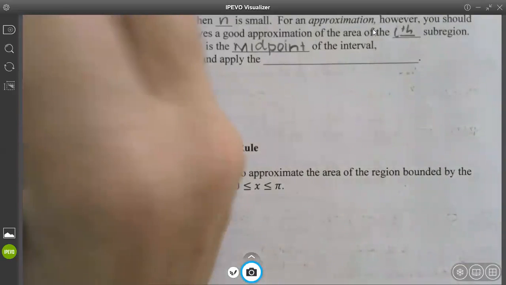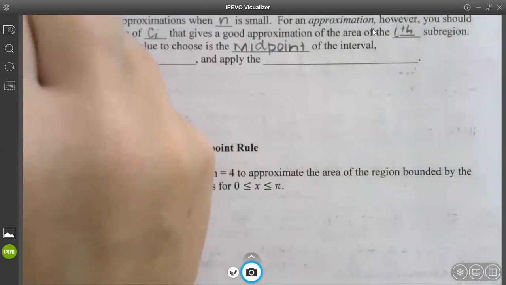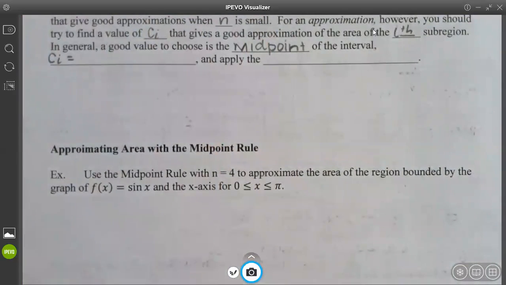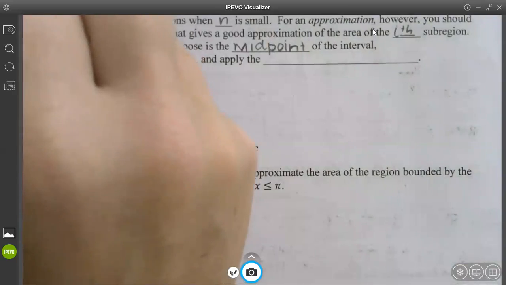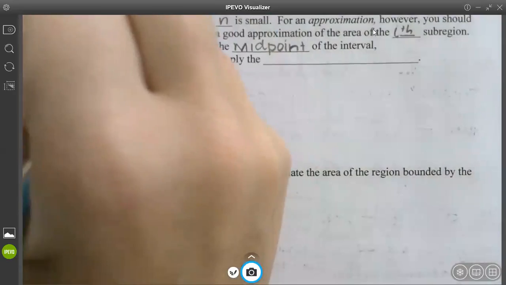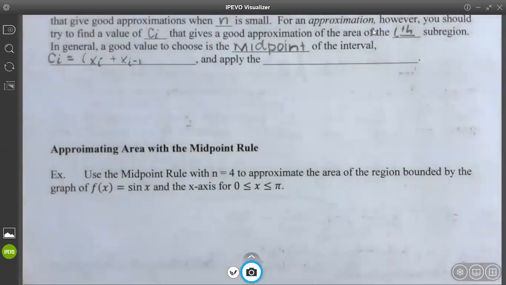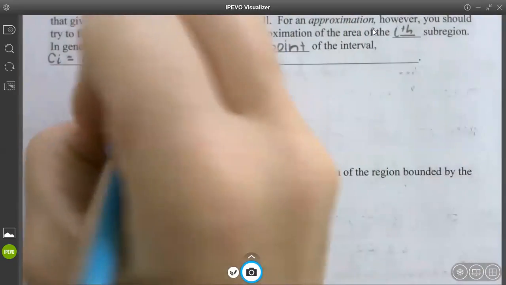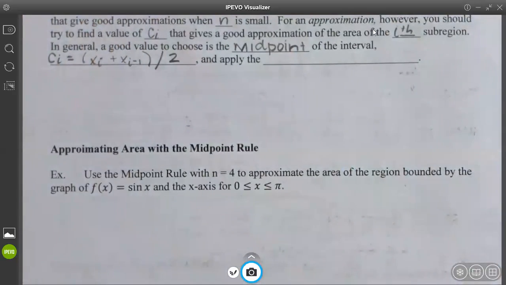All right, so are y'all ready? CI equals XI plus XI minus 1, divided by 2. What did you just tell me? To find the midpoint, you add the 2. Those are your 2 endpoints.